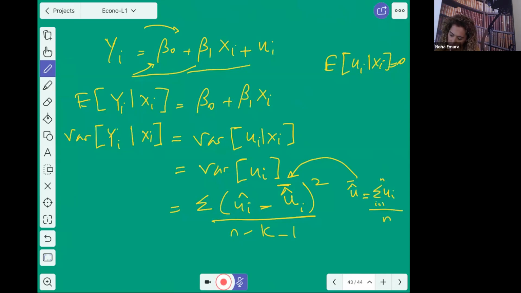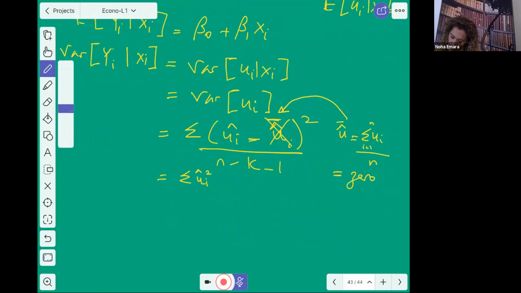As per our OLS assumption number 1, this is actually equal to 0, because the conditional mean is equal to the mean of the error term, which is ui hat bar, and it's equal to 0. So you can think of this part as gone, because it is 0. And I can write the variance of ui as simply the sum of ui hat squared over n minus k minus 1.